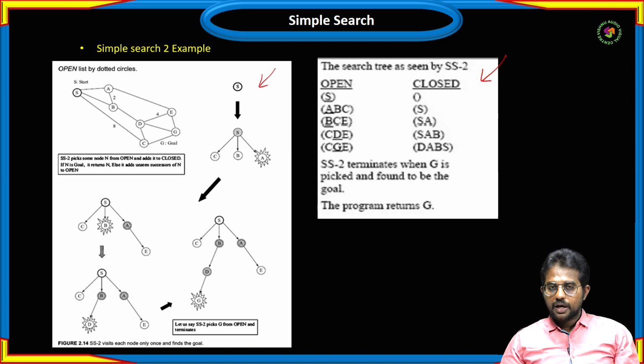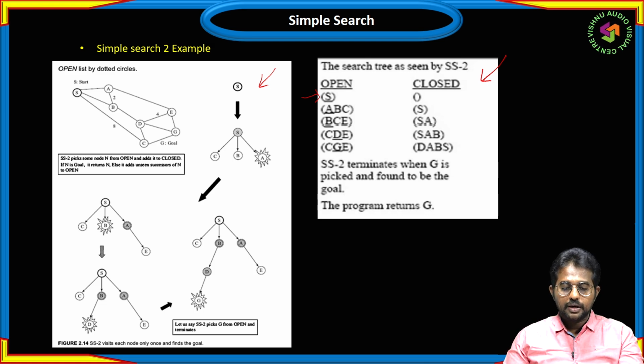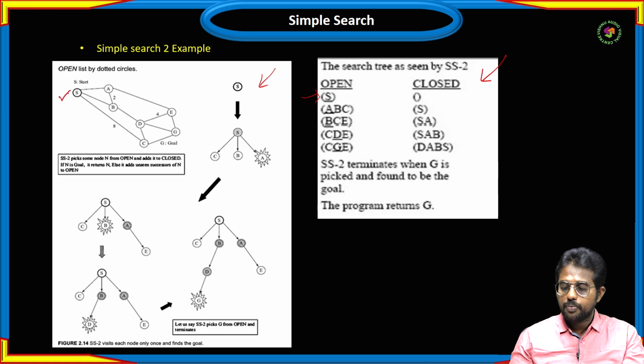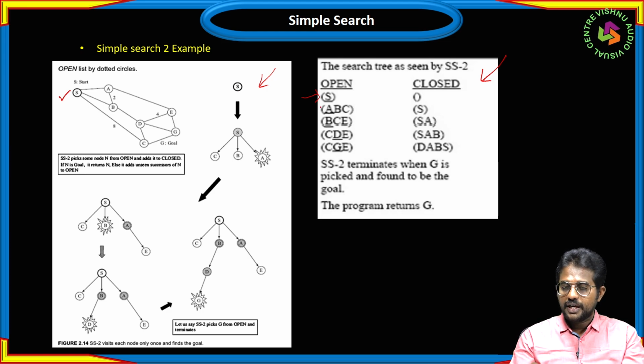In the algorithm, initially we will have open containing s, and closed will have no elements. After that I will pick s. This underline denotes whatever item is picked. So s was picked. After s was picked, I will check whether s is a goal node or not. S is not a goal node.